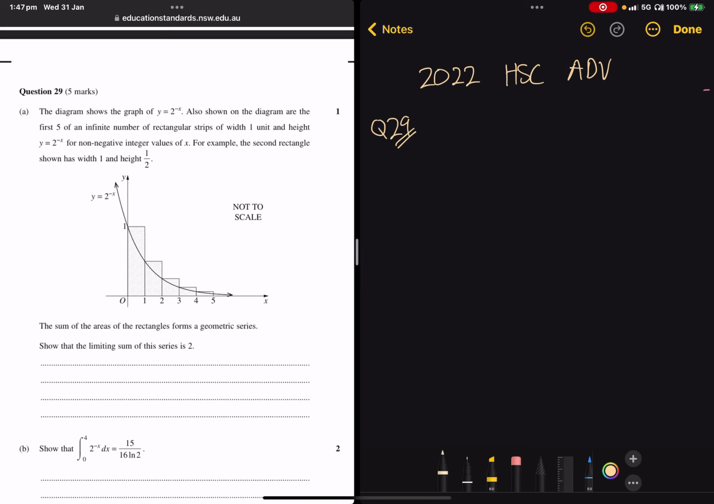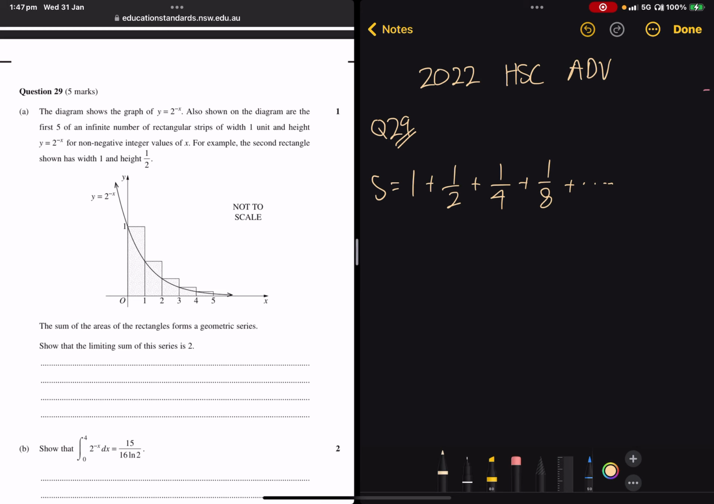The sum of the areas of the rectangles form a geometric series. Show that the limiting sum of this series is 2. Okay. So if we look at these, they are 1 plus 1 half plus 1 quarter plus 1 eighth and so on. This is the geometric series and it keeps going on infinitely.